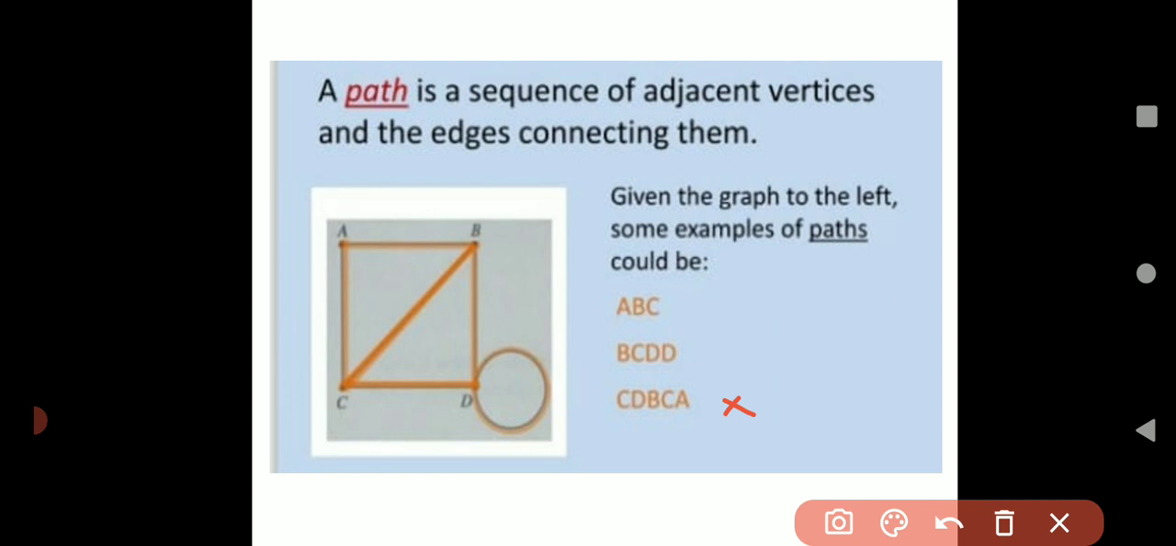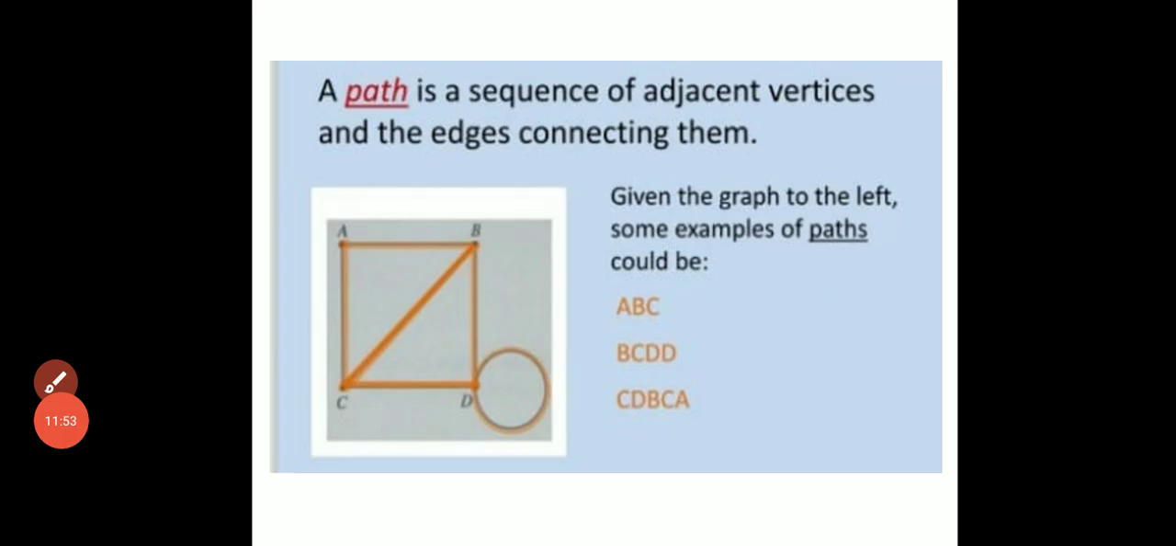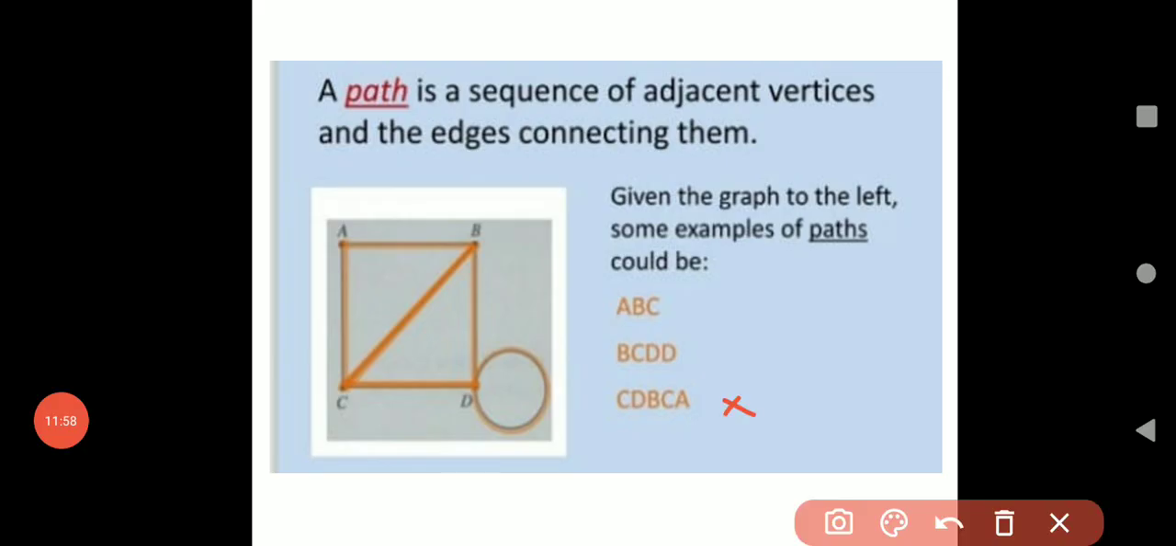And if you want to find another path, yes. Now start with A to C, C to D and D to B. This is another path. In this way, you can find more paths for this graph.